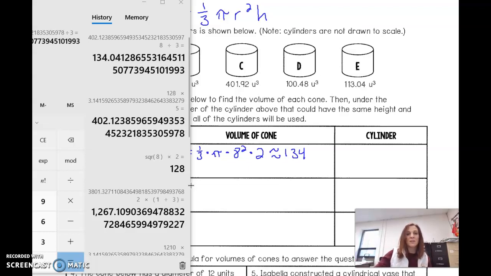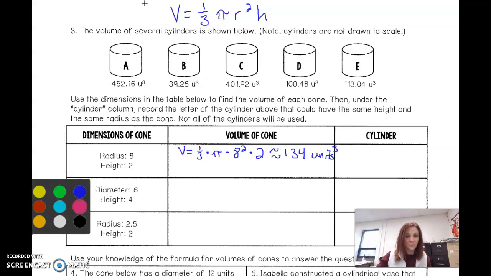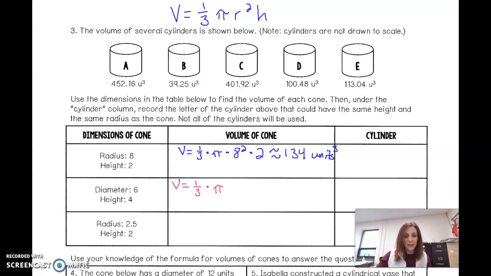Okay. All right, so now let's do this next one. I'm going to do all 3. I guess I should put units so we know what's the answer. Cubic units. Okay. So I'm going to do the same thing here using this formula. 1/3 times pi times our radius. Well, if our diameter is 6, our radius is half of that. So our radius is half of 6, which is 3. So times 3 squared times our height, which is 4.